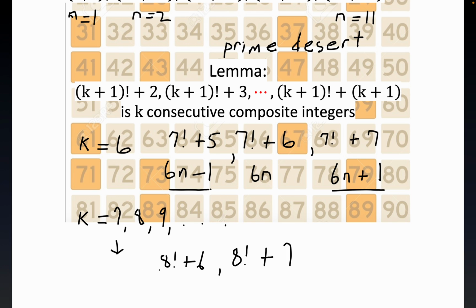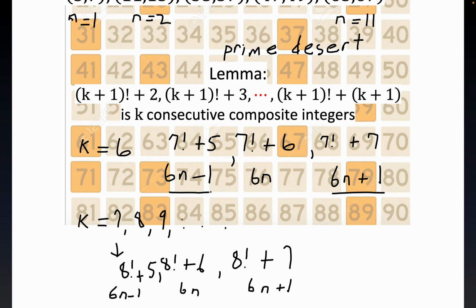I'm convincing myself as much as anything, folks. And then the one before would be 8 factorial plus 5, right? Now, that would be the case. In here, you got your 6n here, right? You have your 6n plus 1 here. And your 6n minus 1 here. And y'all, the same kind of thing would happen. Again, this is for 7. Same kind of thing would happen for 8, 9, and so on.